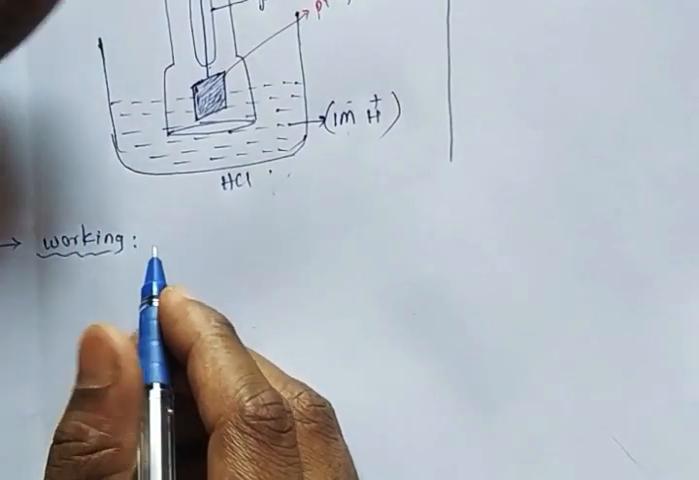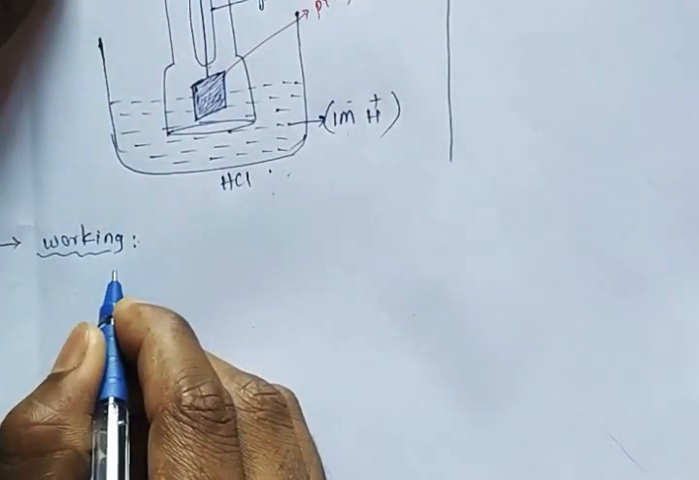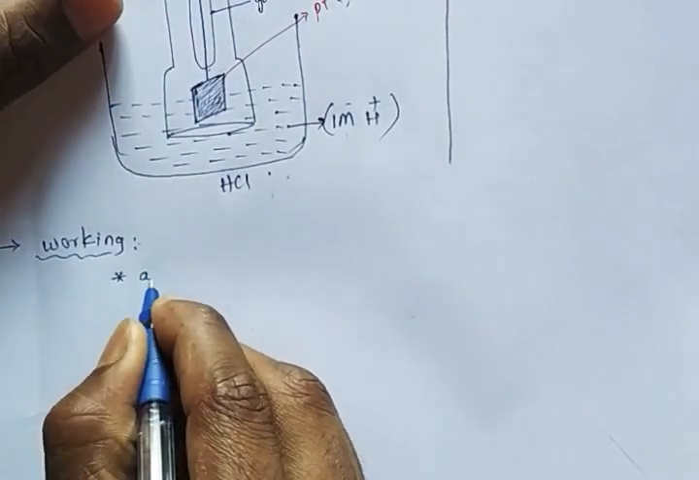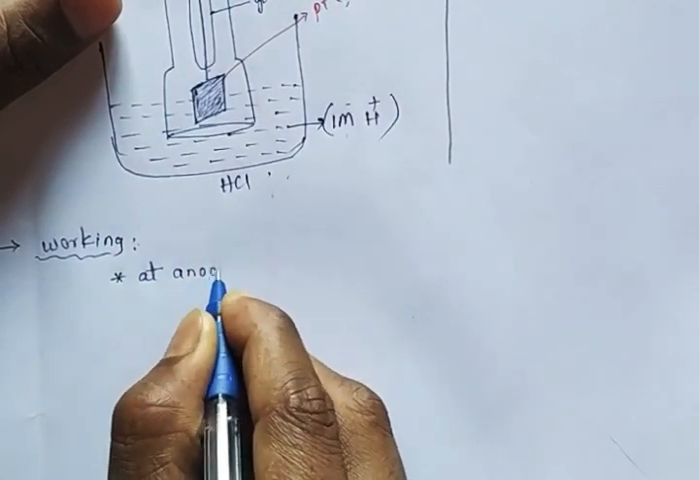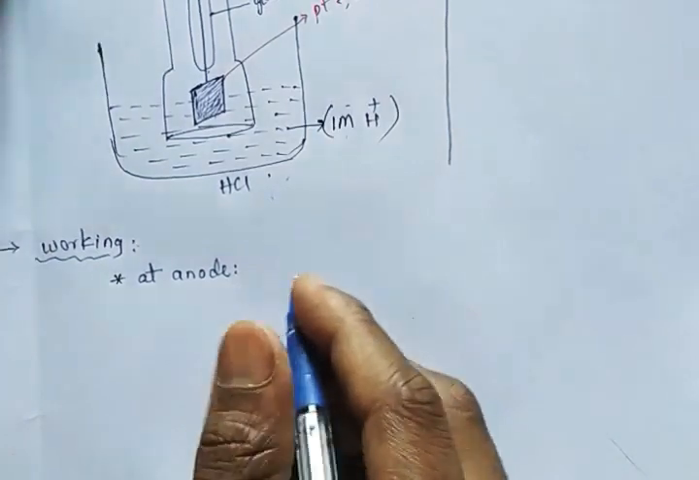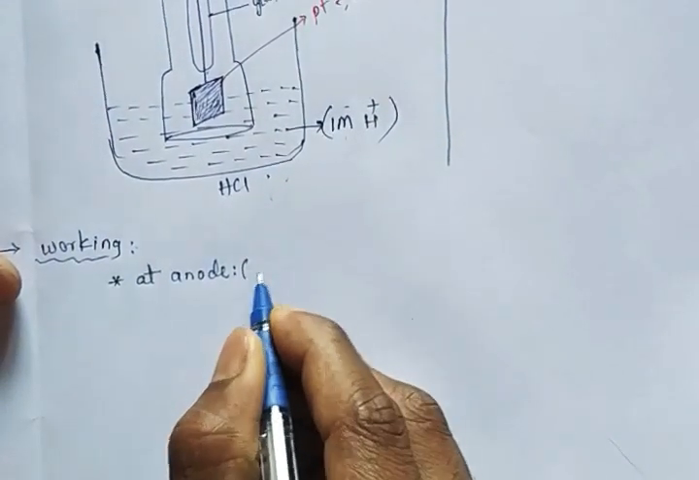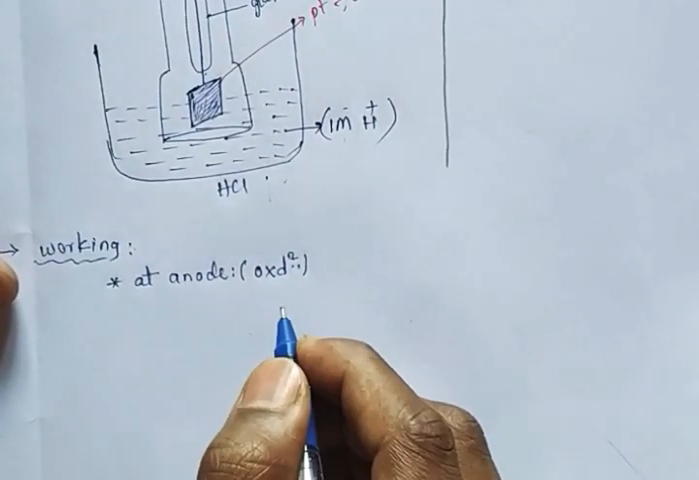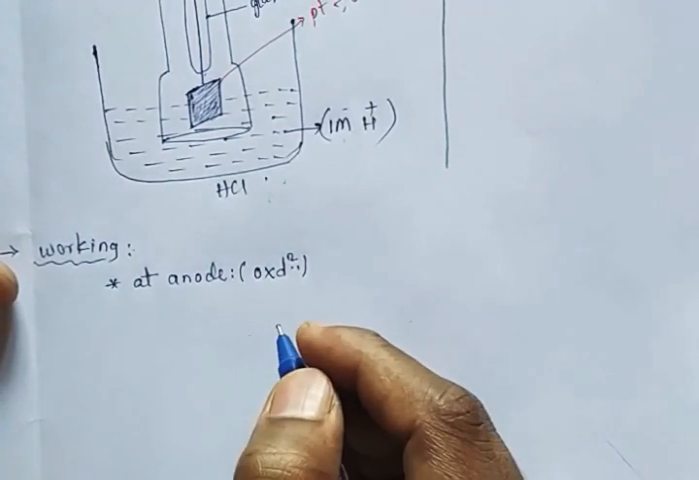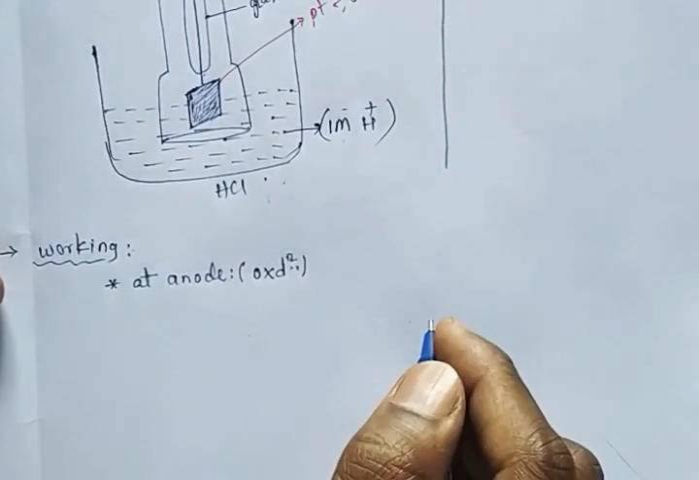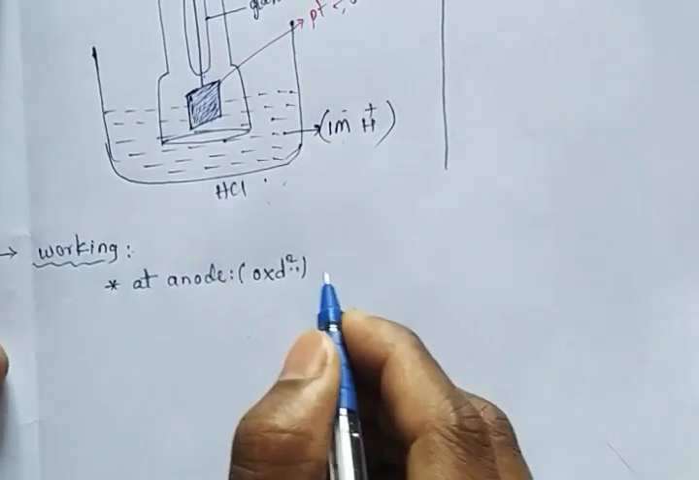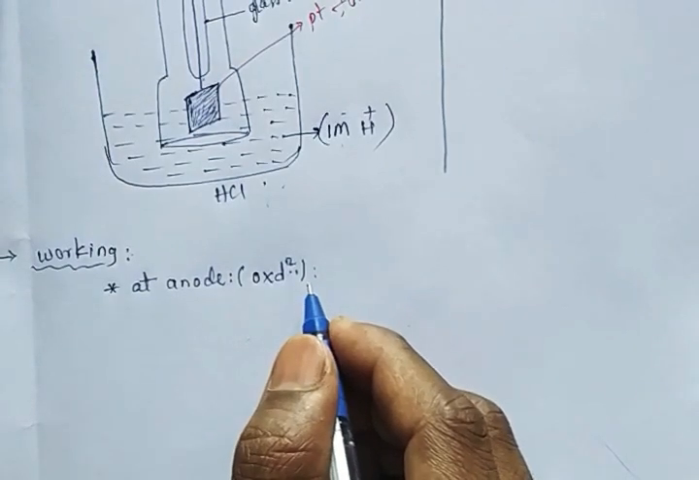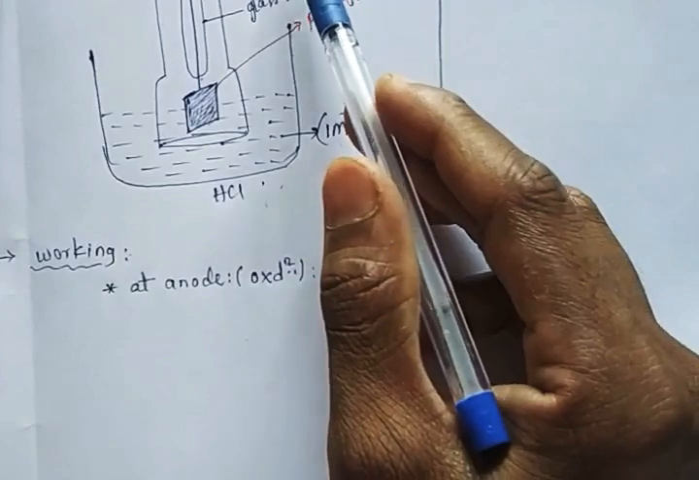Working of SHE. When it is connected, the first point, when it is connected at the left hand side, that means at anode, when SHE is connected at anode, it undergoes oxidation. Anode means what? Anode means oxidation. When SHE is connected at the left hand side along with the other electrode whose value we need to determine, it undergoes oxidation. Now what is the reaction? So it is working at anode, oxidation. Oxidation means loss of electron.